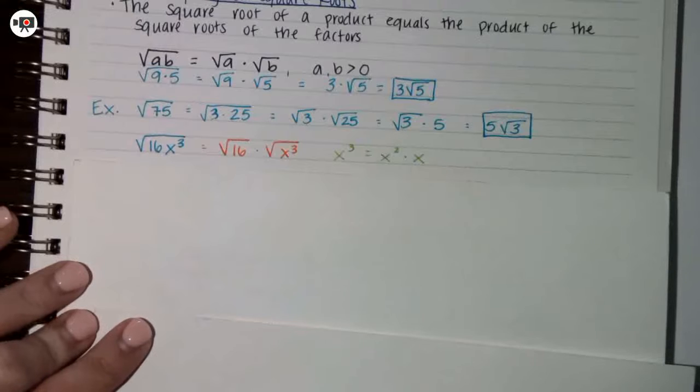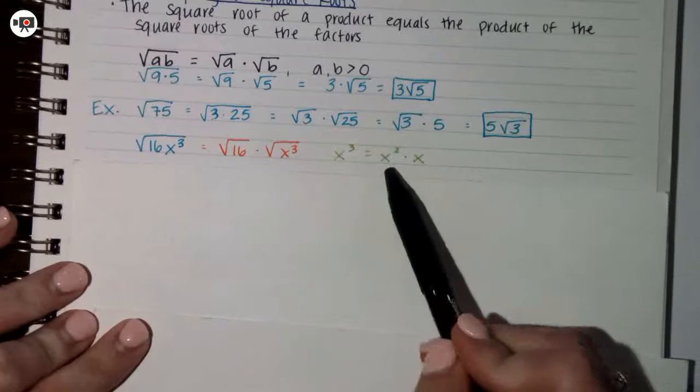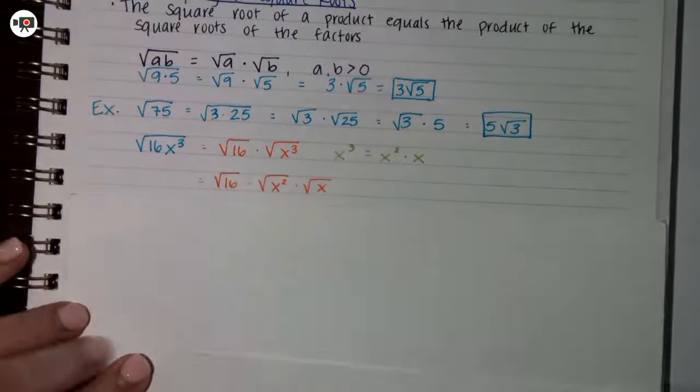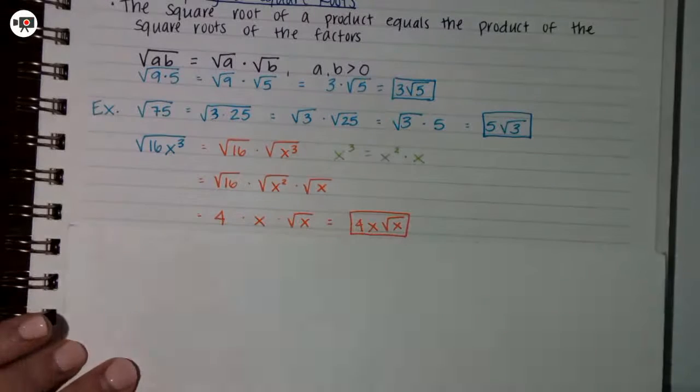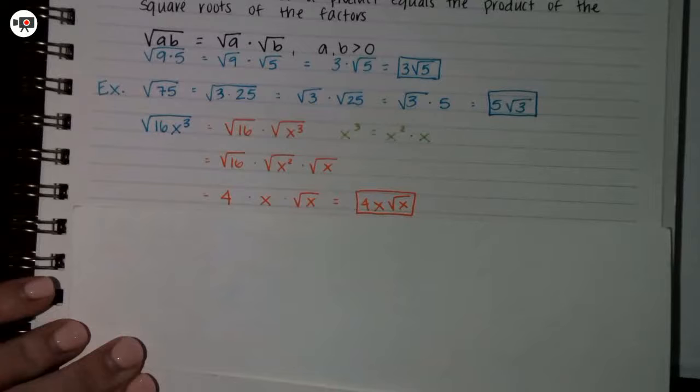Square root of 16x to the third is the square root of 16 times x to the third. We can split this x to the third into an x squared times x, and we get the square root of 16 times the square root of x squared times the square root of x, which reduces down to 4x times the square root of x.